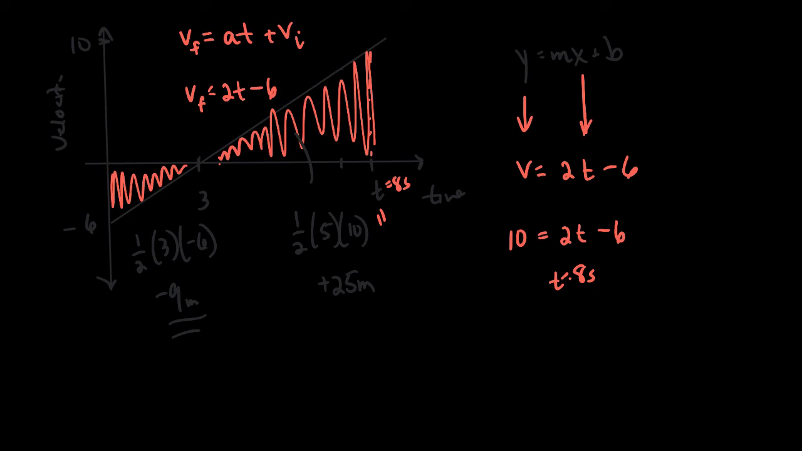If I want to know the distance traveled, I only add the number parts here. It traveled a total of 34 meters. It went 9 meters backwards and then 25 meters forwards. It traveled a total of 34 meters. That's the distance.